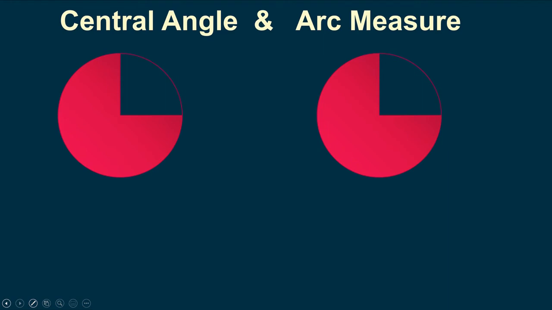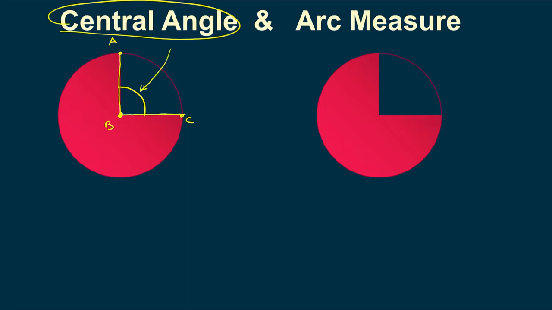A central angle is an angle that has its vertex in the center of a circle. So here, if we were to label these points, we'll go with A, B, C. And so here, my central angle, its vertex is going to be in the center, and the two sides of that angle are going to be two radii. And so that angle that's created, that is what we call my central angle there.